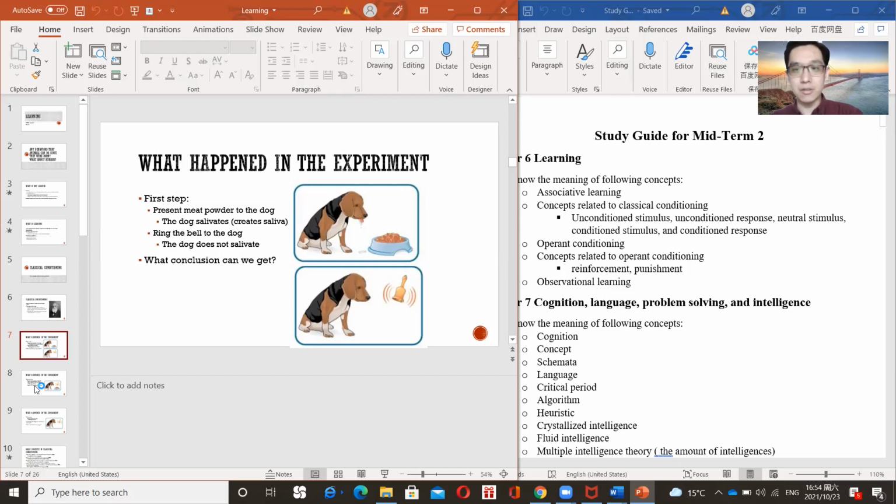So it's an unconditioned stimulus. And the salivation of the dog is an unconditioned response because the dog doesn't have to be trained or conditioned to have that kind of response. It just naturally has that response in front of the meat powder because the dog is probably hungry. So that is an unconditioned response. And if you ring the bell to the dog, the dog does not salivate. It doesn't do anything. So the ringing of the bell in this moment is a neutral stimulus.